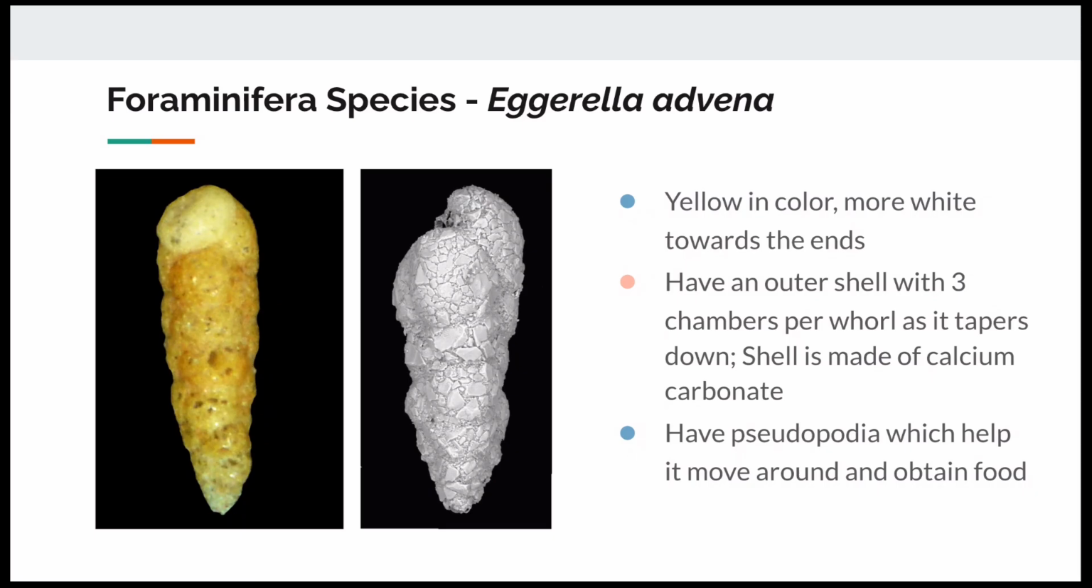For our Foraminifera species, we chose to study the Agarella advena. This species is yellow in color and more white towards the base and the tip, and they have an outer shell with 3 chambers per whorl, as you can see in the picture, as it tapers down to become more narrow. The shell is made of calcium carbonate, and this species has pseudopodia which help it move around and obtain food.